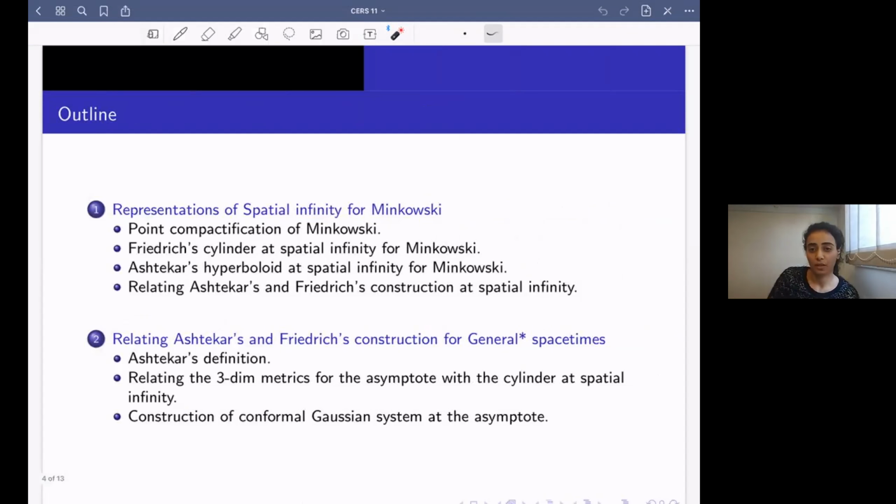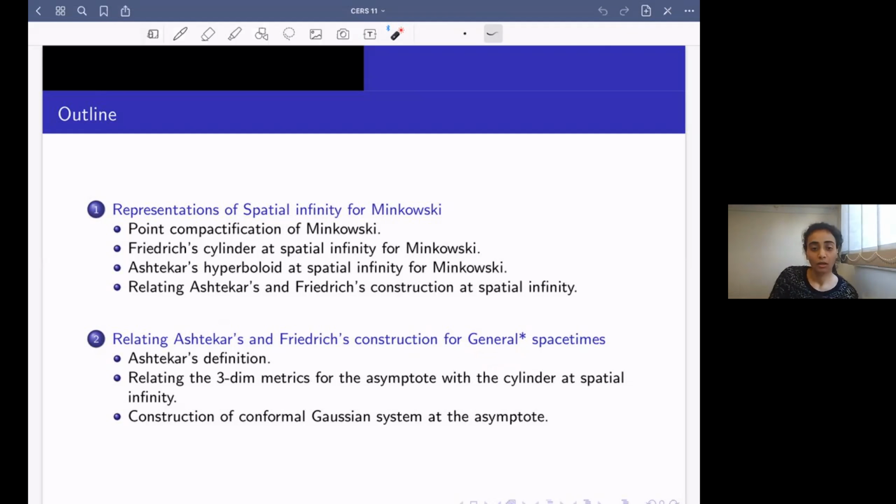Just to give a brief outline of the slides to follow, I will initially talk about the different representations of spatial infinity in Minkowski as a simple example of the two different approaches of Ashtekar and Friedrich. Then I will mention the central definition that our work is based on, which is Ashtekar's definition of asymptotics at spatial infinity. I will also discuss briefly how we can relate these constructions in general spacetimes, and also mention briefly the construction of the conformal Gaussian system.